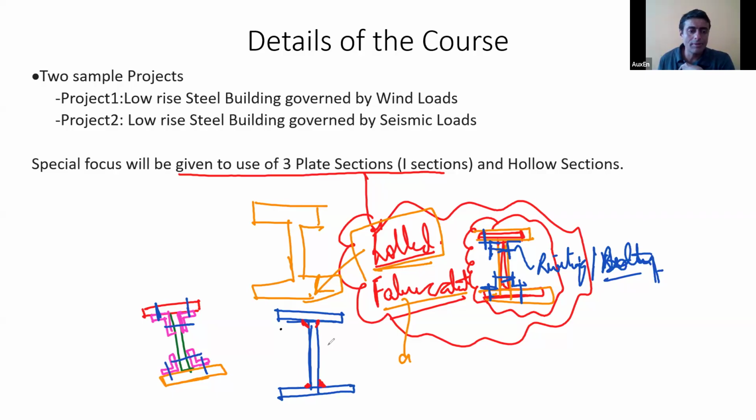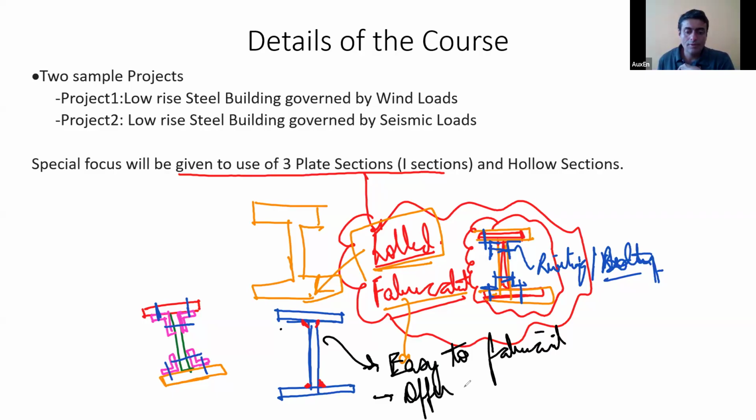So I sections are easy to fabricate, and what else? They offer the structural designer great flexibility. Flexibility in terms of the sizes that the structural designer wants to choose. They offer the structural designer great flexibility in design. Is it clear, please?